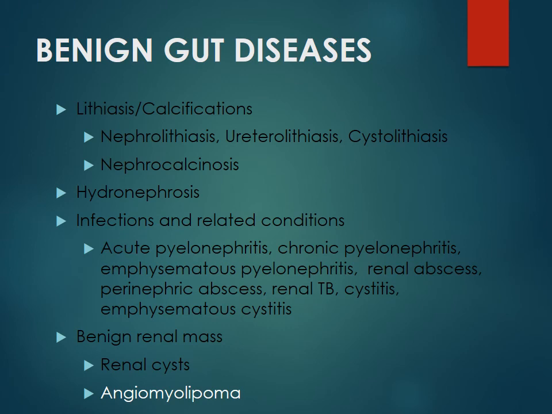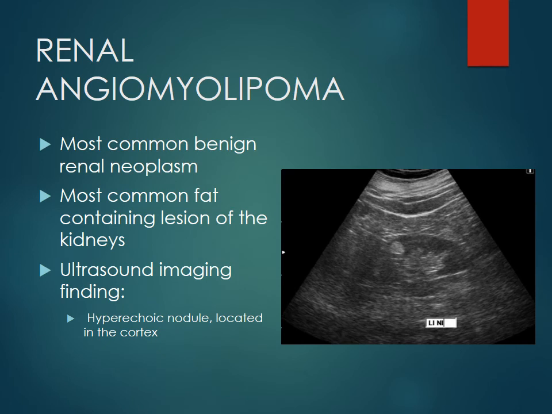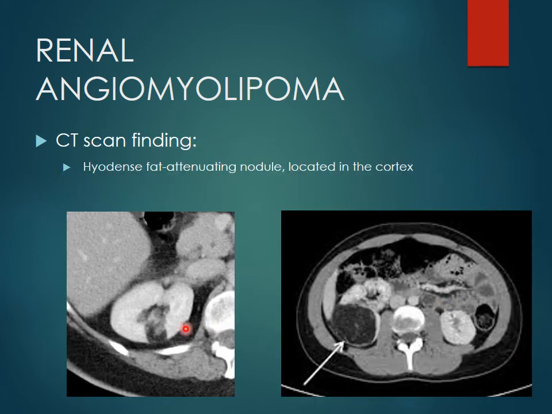We would now be discussing the angiomyolipoma. Renal angiomyolipoma is the most common benign renal neoplasm. It is a fat-containing lesion that is located at the renal cortex. On ultrasound, as shown by the red arrow at the right side image, a hyperechoic nodule is seen at the renal cortex. CT scan finding of renal angiomyolipoma would be a hypodense fat attenuating nodule located at the cortex. As shown in the images below, a hypodense nodule is seen at the right kidney, and this is attenuation value of fat.